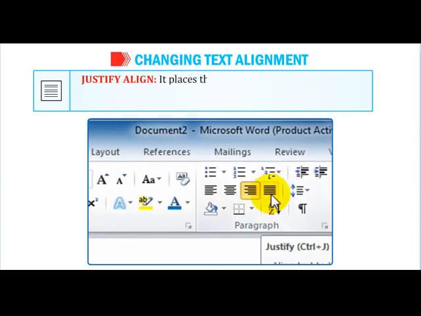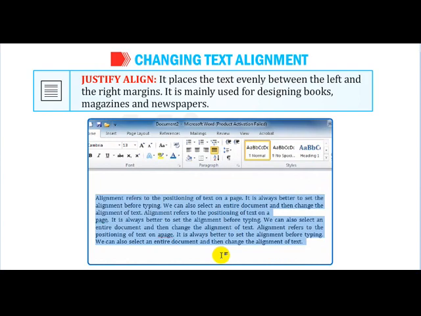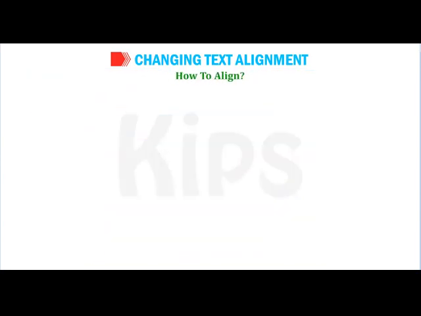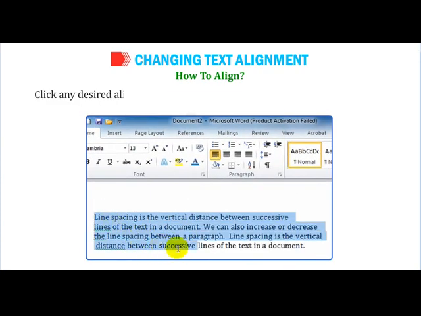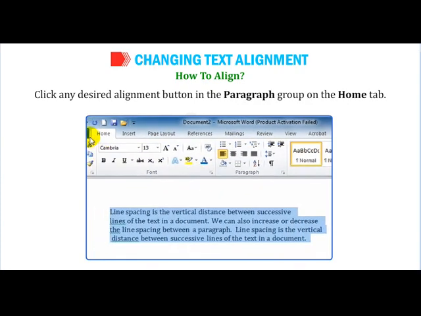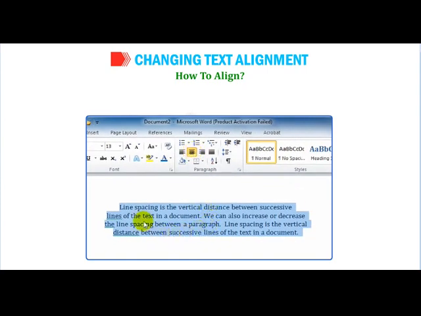Justify align. It places the text evenly between the left and the right margins. It is mainly used for designing books, magazines, and newspapers. Now let us understand how to align. Select the text. Click any desired alignment button in the paragraph group on the Home tab. Observe the change in the alignment.